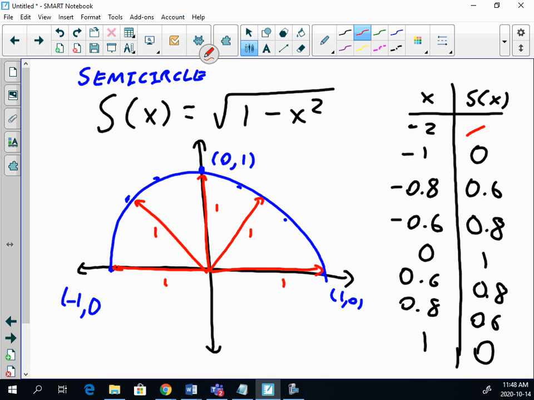So we'll take a look at this semicircle graph, this s of x, in many of our examples tomorrow. Hopefully that'll go okay for us. I will see you then.